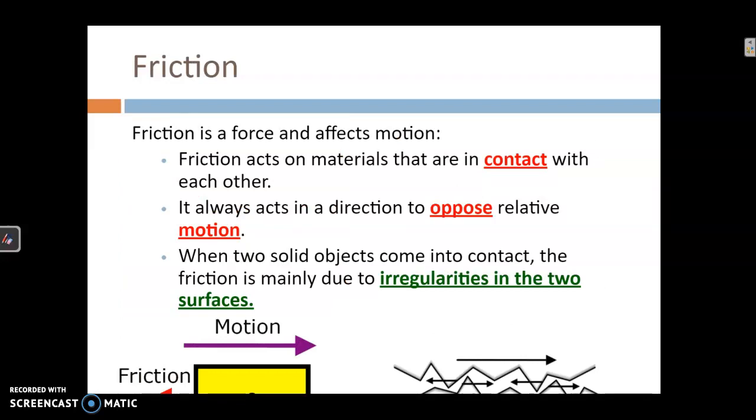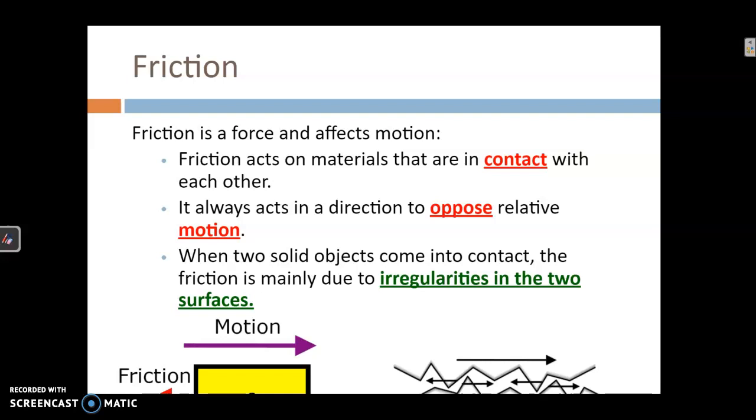So, friction. Friction is a force, and it affects motion. Friction acts on materials that are in contact with each other. And you can do this right now. If you put your hands together and you start to rub them together, then your two hands are in contact with each other. And it always acts in the direction to oppose relative motion.